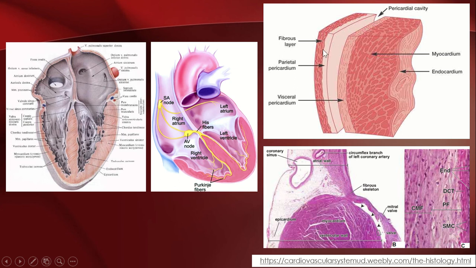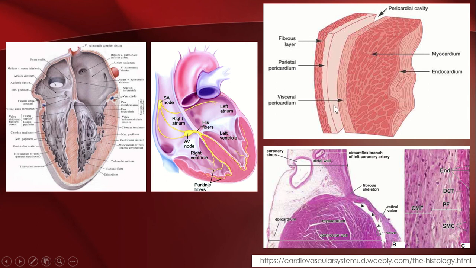Here you see the schematic diagram of the wall of the heart that consists of 3 layers: endocardium, which is a very thin layer, myocardium, and epicardium. The epicardium is the pericardium. From anatomy, you know that there are 2 types of pericardium. First, the fibrous pericardium and the serous pericardium. Serous pericardium has 2 layers, the parietal and the visceral pericardium. The visceral pericardium is also called the epicardium here.